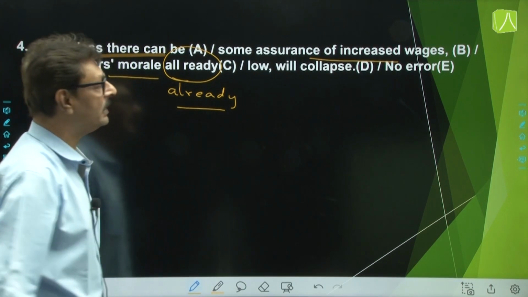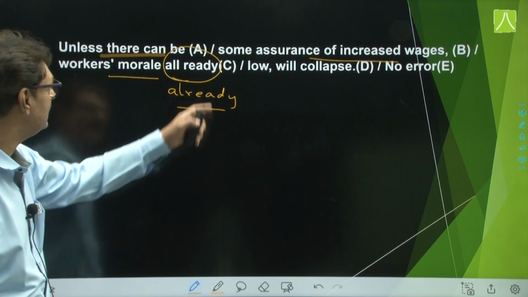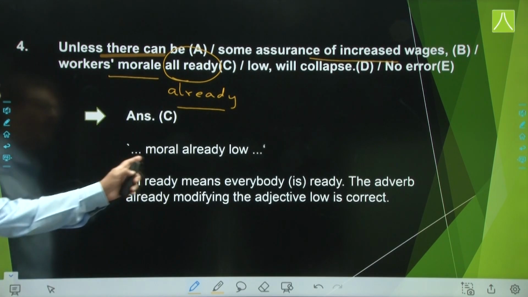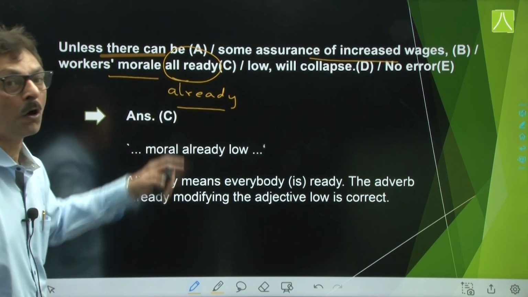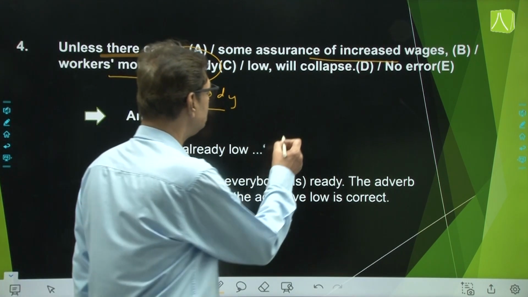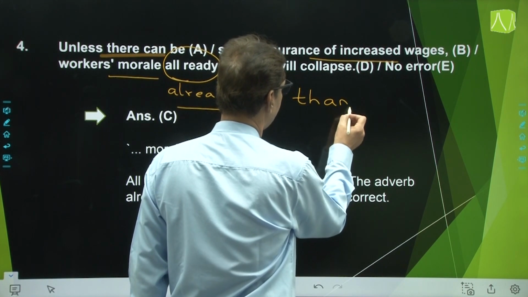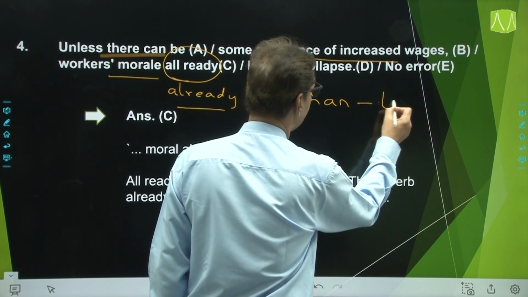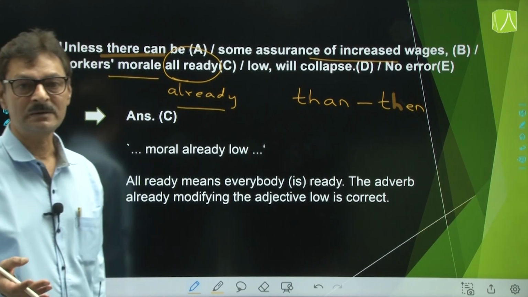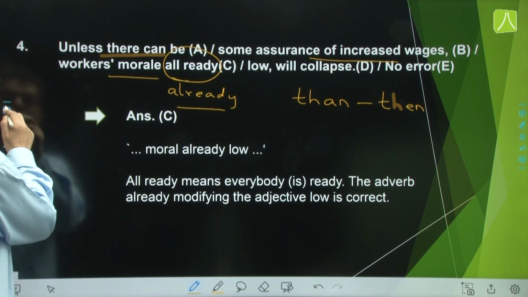So such type of errors also you can expect in your exams. तो यहाँ पर ये error है. So error is in part C. C में error है. Moral already low and not already low. Yes. And in exams you can get error spotting. इस टाइप के भी then या then को replace कर सकते हैं. Yes, then and then can be replaced. So you have to be very careful. Yes, such tricky things can also be asked.